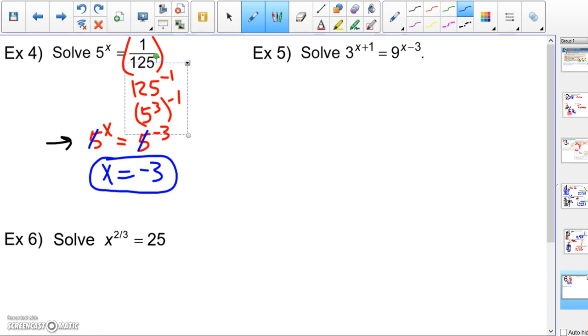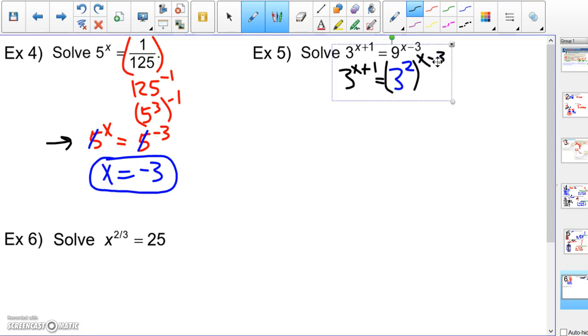So in example 5, we know that 9 is 3 squared. So we would have 3 to the x plus 1 equals 3 squared to the x minus 3. We multiply the exponents there, so distributive property, 3 to the x plus 1 equals 3 to the 2x minus 6. And so again, once you get to this point where the bases match, your bases are going to cancel each other out. x plus 1 equals 2x minus 6. We set the exponents equal to each other, and then we're going to solve.